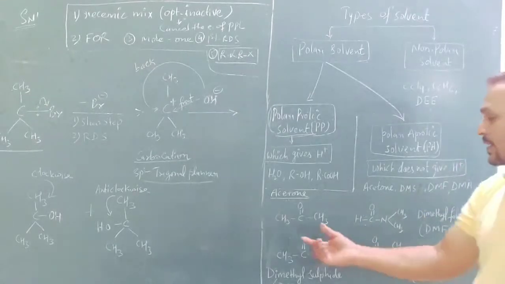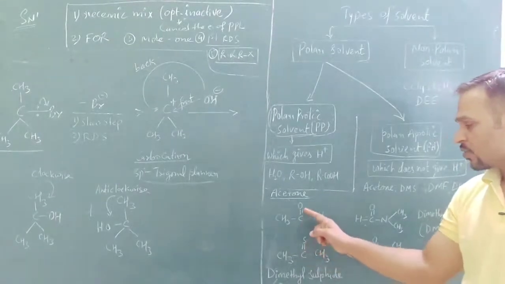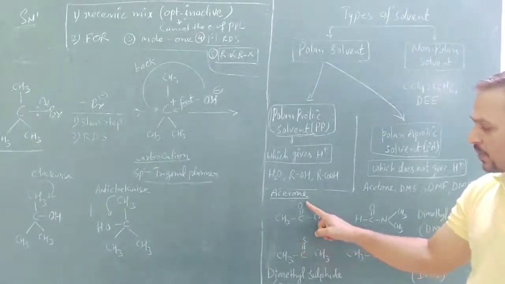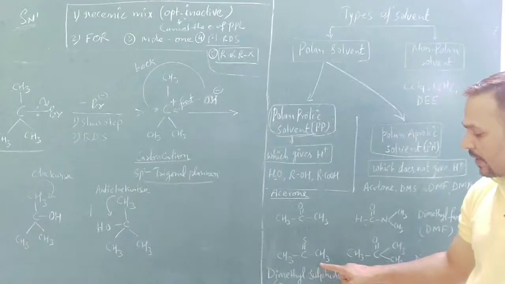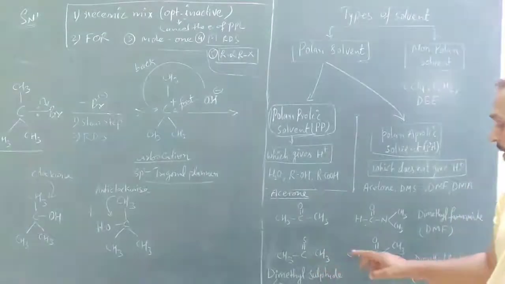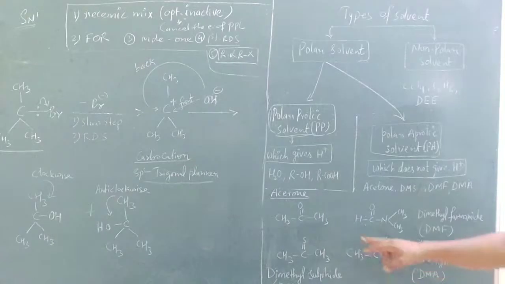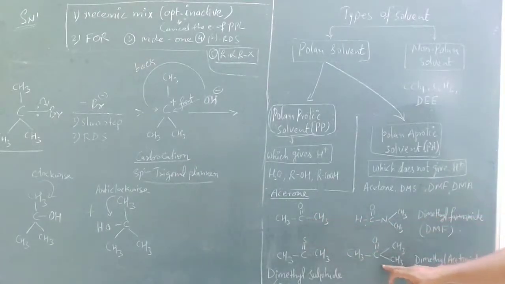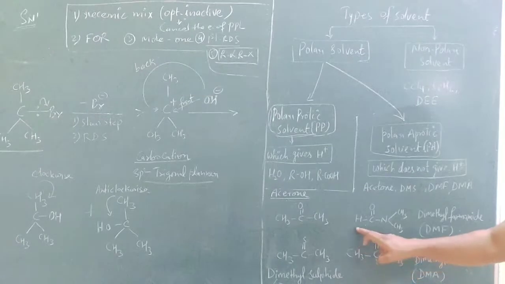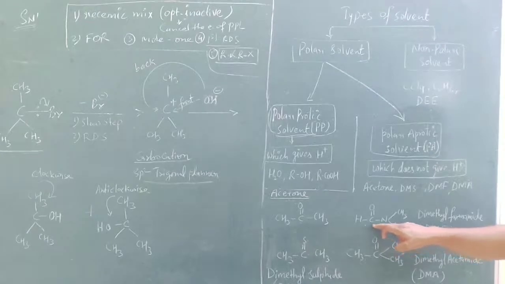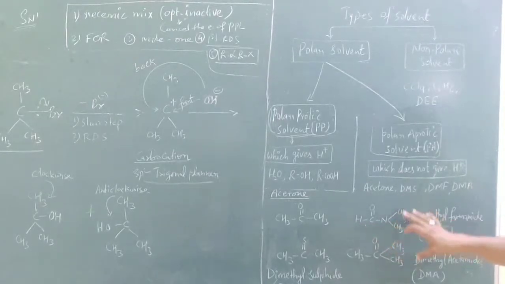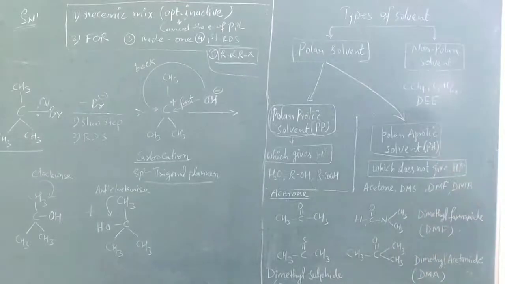Now you see, this is acetone, right? The CO group is there. In acetone, if you replace O by S, then you will get dimethyl sulfide. And here you can see, if in acetone you put one CH3, then you will get dimethyl acetamide, right? And if you replace this CH3 by H and an NH2 group is there, so it is dimethyl formamide, right? So these are the examples and structures of types of solvent.